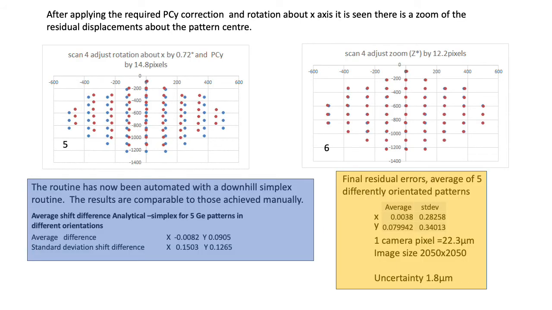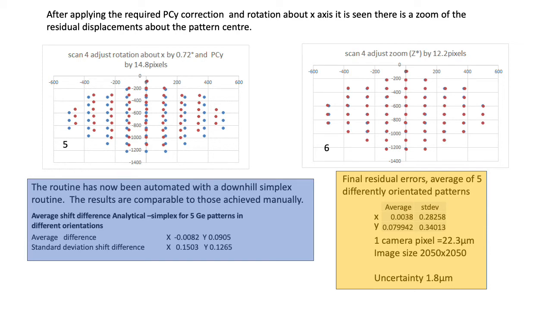In this slide, we show the effects of having a correction about the x-axis of 0.72 degrees rotation and a shift in the PCY position of 14.8 pixels. At first sight, the alignment seems to be worse, but careful inspection shows that in fact all the displacements are aligned along radii going through the pattern center, and this is indicative of a zoom effect. The right-hand figure shows the zoom effect corrected by a change in Z star of 12.2 pixels. We now have almost perfect alignment between the two.